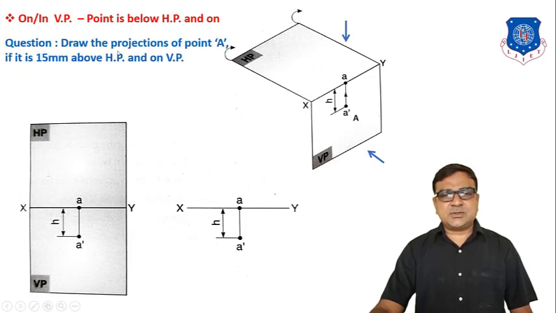Suppose our question is: draw the projection of point A if it is 15 mm below HP and on VP. Its answer will be like this, in which the value of h is equal to 15 mm. So A dash is below XY and small a is on XY.